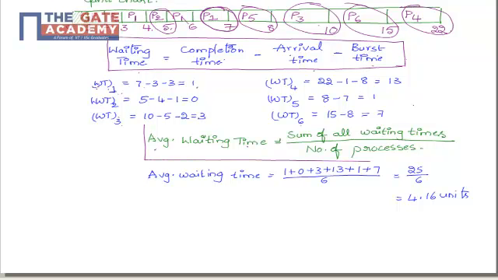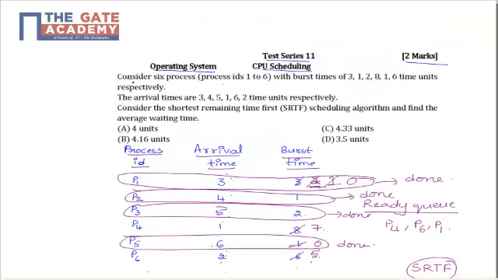Now we have to find the average waiting time, which is the sum of all waiting times divided by the number of processes. So 1 plus 0 plus 3 plus 13 plus 1 plus 7 by 6, which is 25 by 6, which gives the value 4.16, which is option B. From this question, we got to know how to find the average waiting time using the SRTF algorithm, when the arrival times and the burst times are given in the problem.